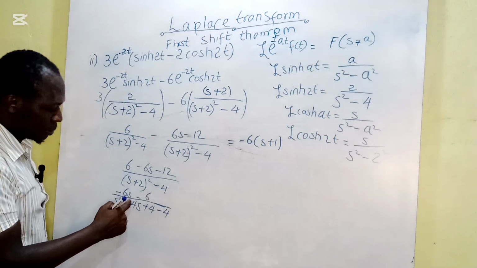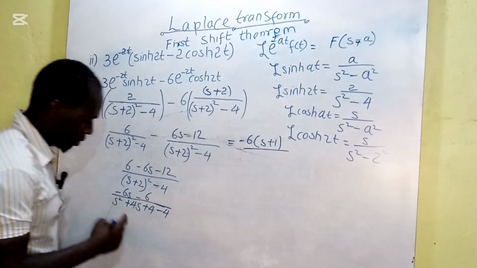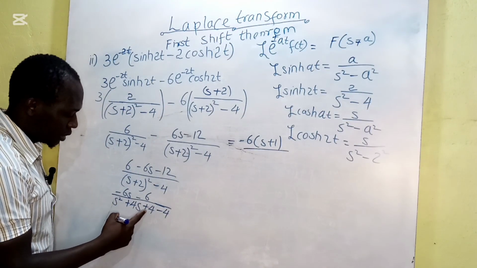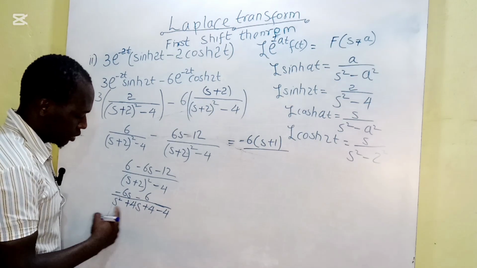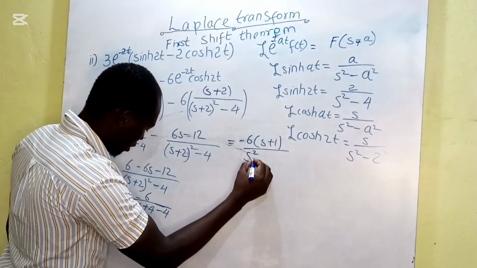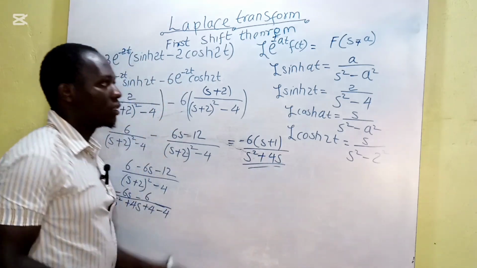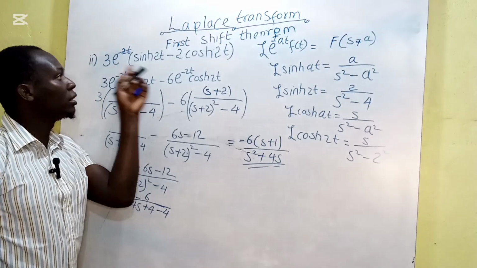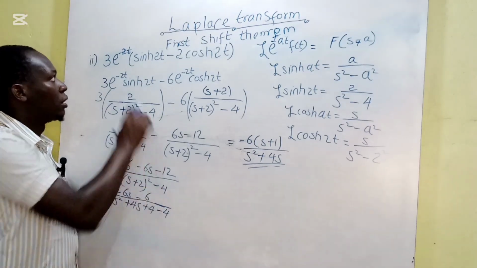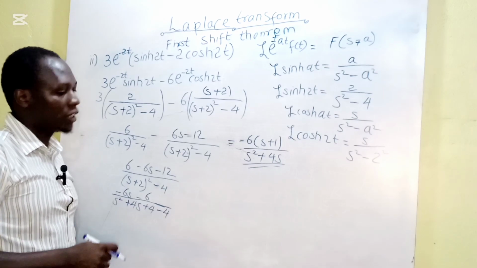Here we have a common term of 6 and a negative all over. On our denominator, these two are going to cancel out, and we are going to have s squared, we add to 4s. And this is how you go about finding the Laplace transform of our function here using the first shift theorem.